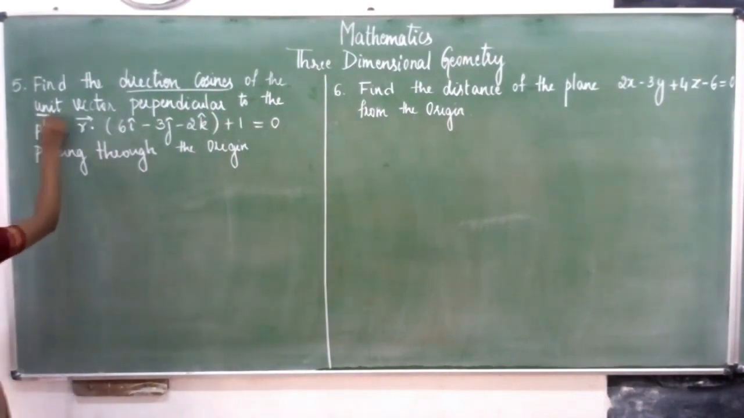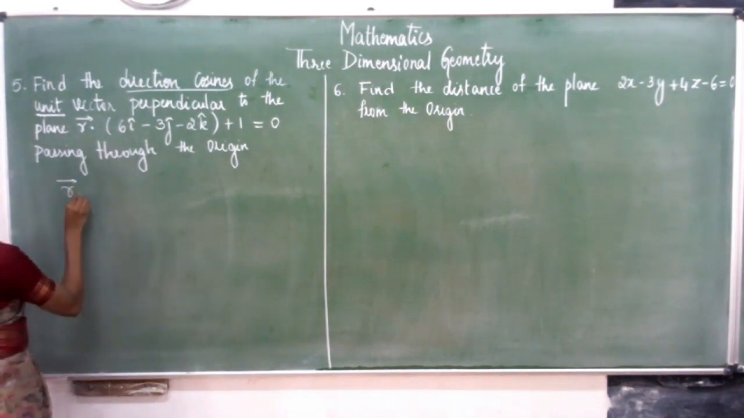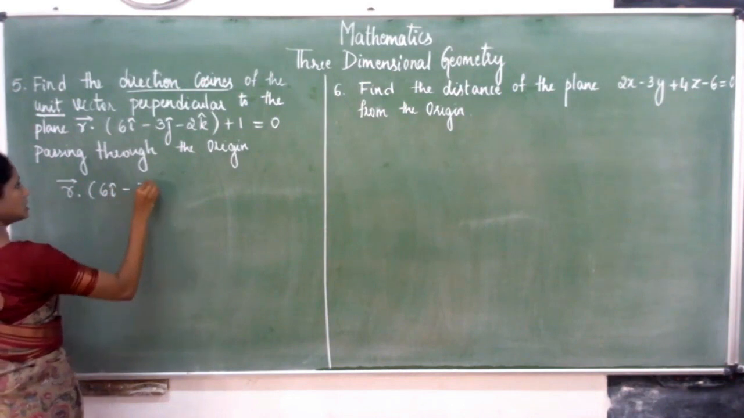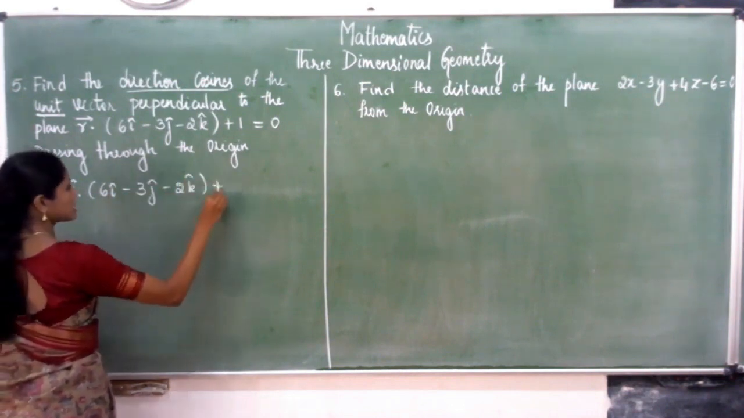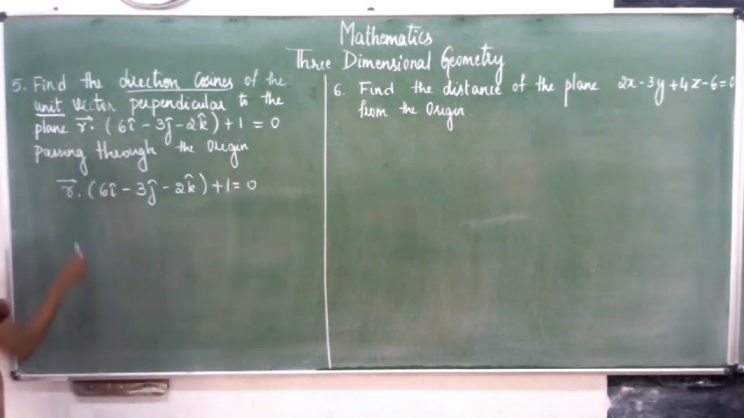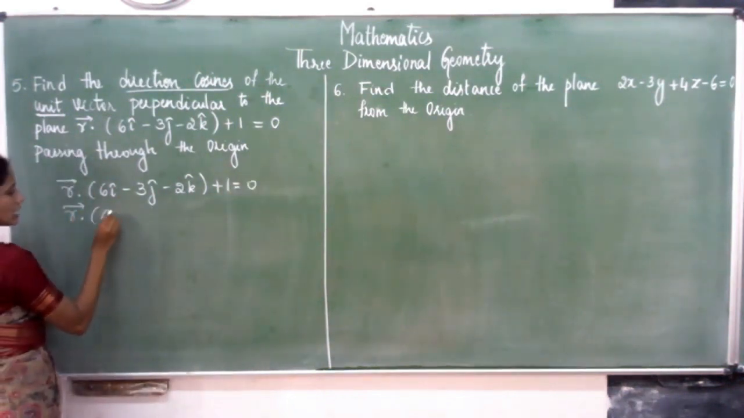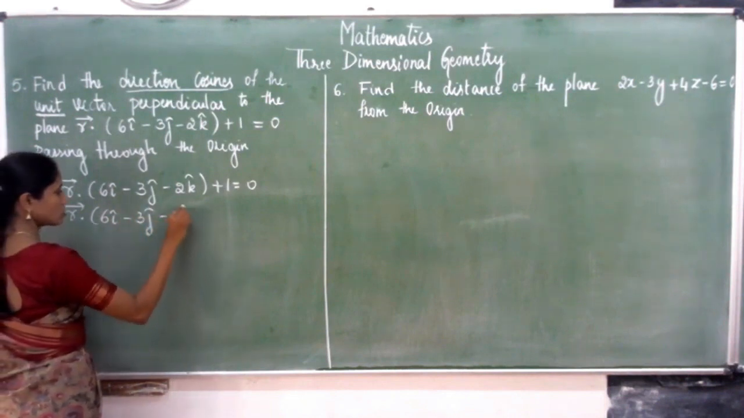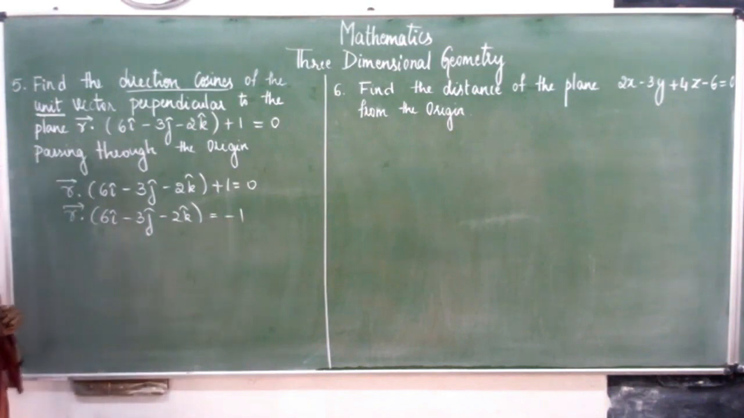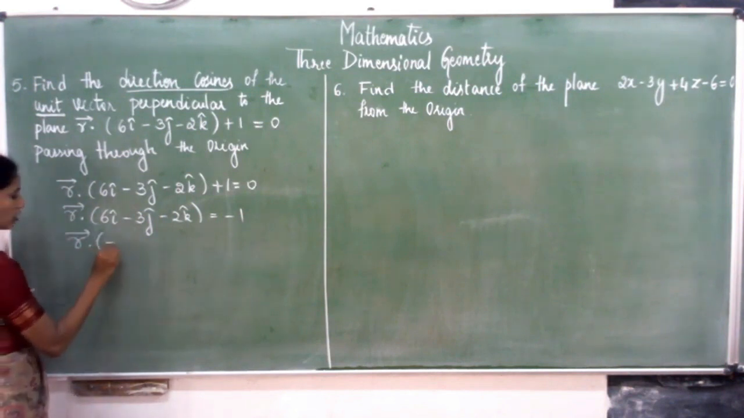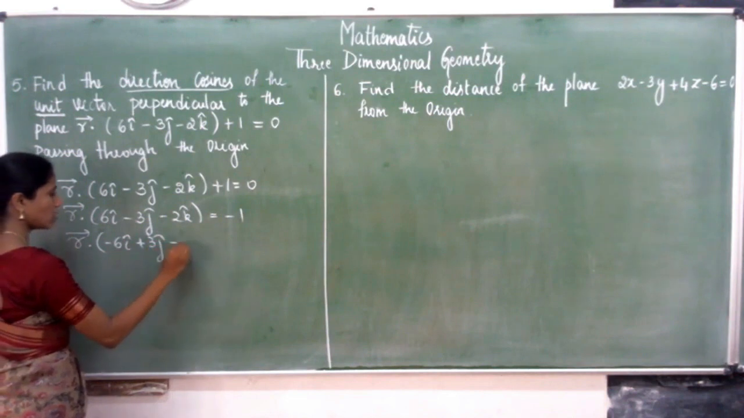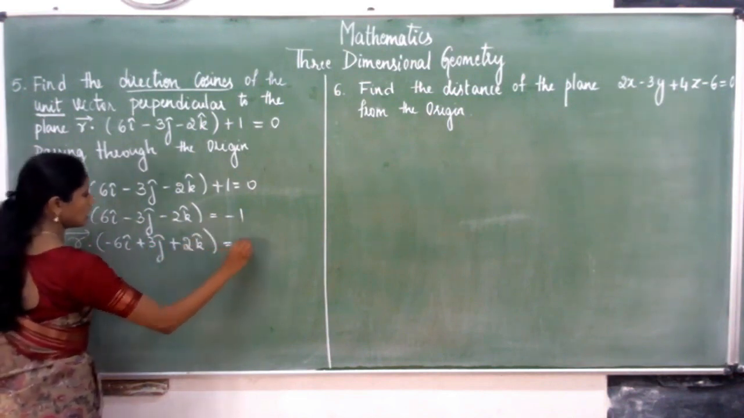Of a unit vector perpendicular to the plane vector r dot 6i cap minus 3j cap minus 2k cap plus 1 is equal to 0, passing through the origin. So the equation is given by vector r dot 6i cap minus 3j cap minus 2k cap plus 1 is equal to 0. This can be written as vector r dot 6i cap minus 3j cap minus 2k cap is equal to minus 1. I multiply the minus sign on both sides. So this becomes vector r dot minus 6i cap plus 3j cap plus 2k cap is equal to 1.